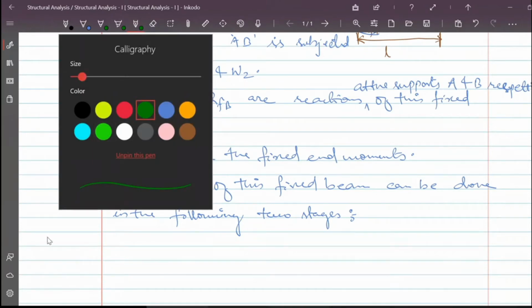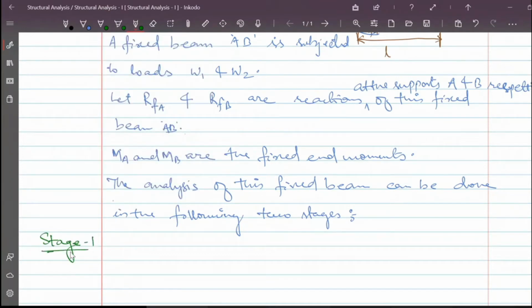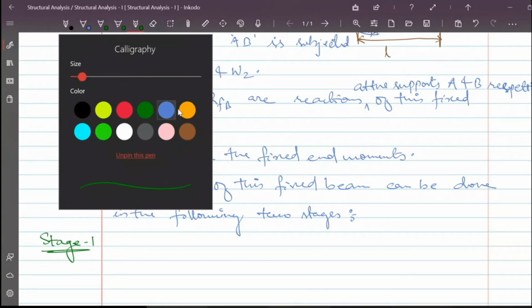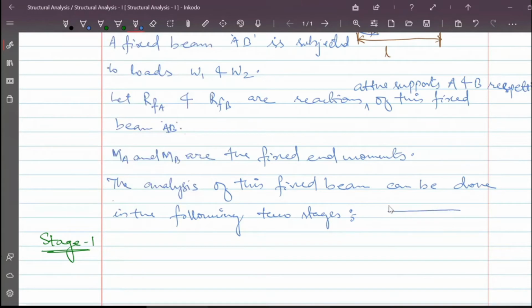Let us say we are talking about the stage 1. Now, what is the stage 1? So, let me draw the extreme again here. Okay, so this fixed beam having the loads, this is W1, this is W2 again, this is A, this is B. Okay, and the overall length of this beam is, let's say, L.